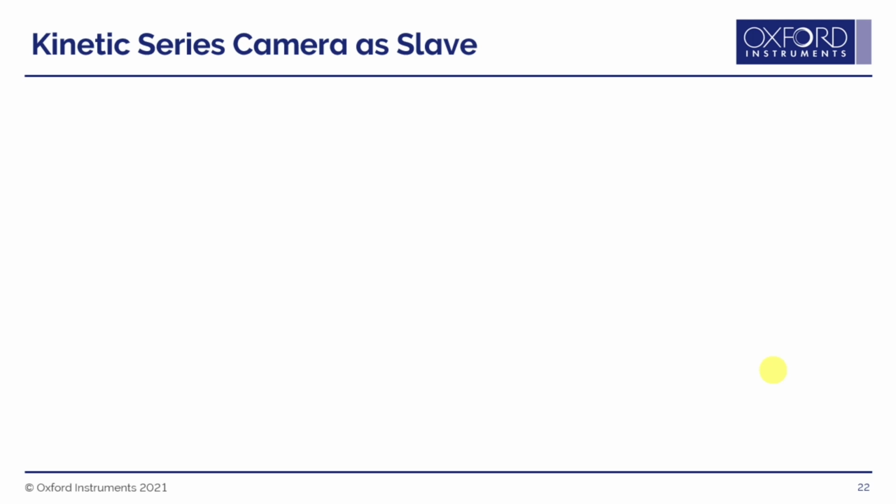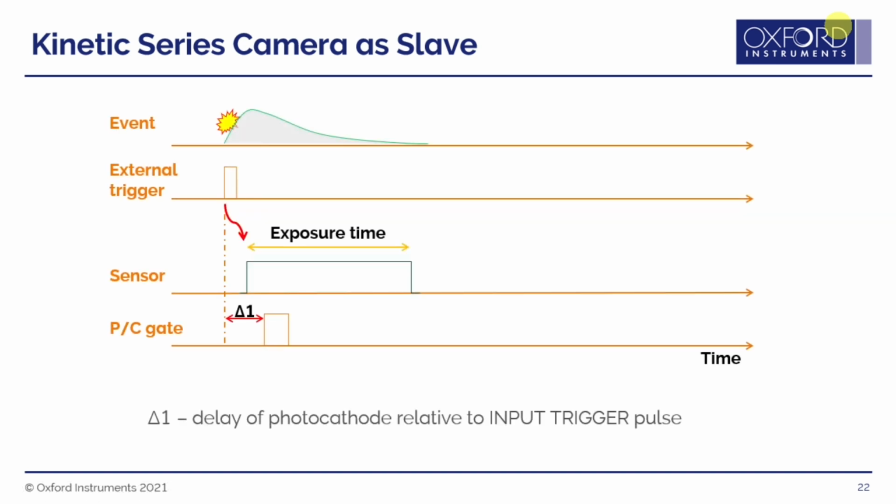So now we've taken a single image, I think it's logical to move on to the next potential thing you might want to do, which is take a kinetic series with the camera as a slate. And it's relatively simple and the same as acquiring a single image. So if this is your timing setup, where you have your event, your external trigger that triggers the event but simultaneously triggers your sensor, and then you have your photocathode gate.